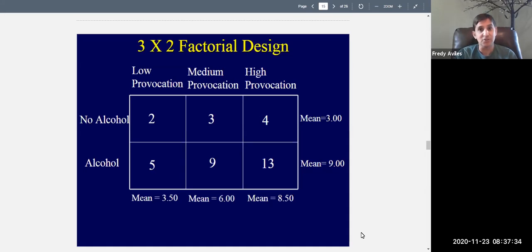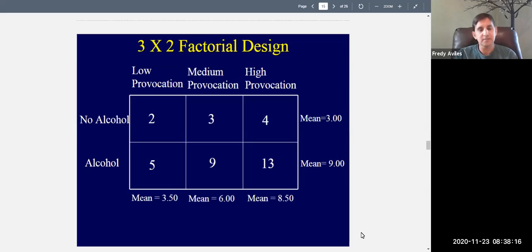To determine if there's an interaction, what you have to do is compare the differences. Let's start. We're going to compare going across from low provocation to medium to high. So if we look at low provocation, 2 versus 5, the difference is 3. Look at medium provocation, 3 versus 9, the difference is 6. High provocation, 4 versus 13, the difference is 9. So we go from a difference of 3 to 6 to 9. It's increasing. They're not the same. It's not staying the same. That means that there is an interaction. And remember, the interaction is always between our independent variables. So again, it's an interaction between provocation and alcohol.